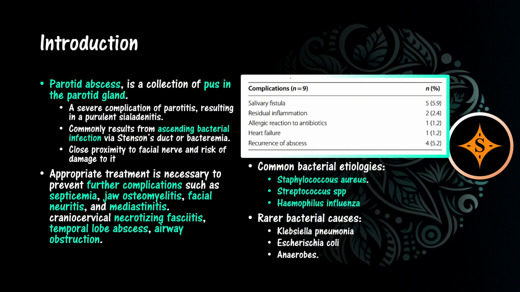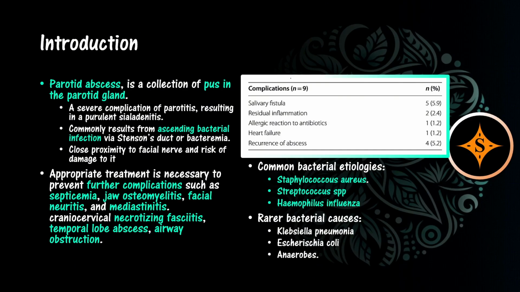Appropriate treatment is necessary to prevent this condition from causing further damage and more severe complications such as jaw osteomyelitis, airflow obstruction, facial neuritis, which is inflammation of the facial nerve, and fistula. Fistula is the tunnel that the body creates to get out the pus, and other complications include mediastinitis, necrotizing fasciitis of the craniocervical area, basically the head and neck, and temporal lobe abscess, which is abscess of the temporal lobe of the brain.